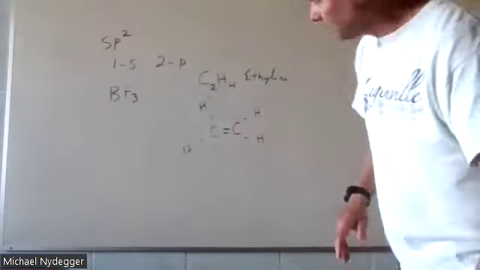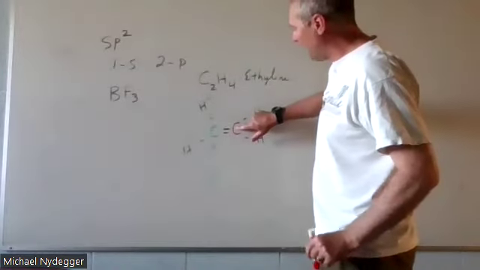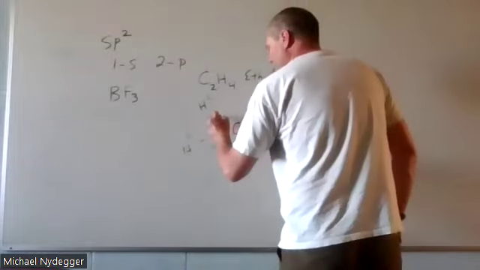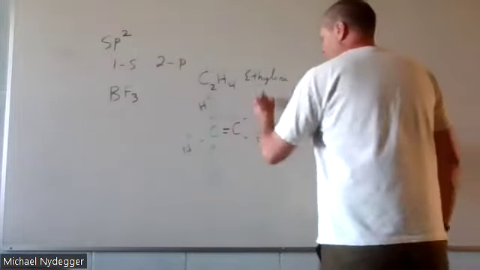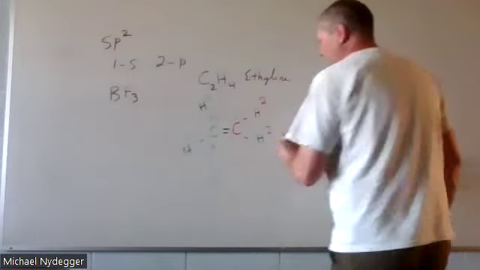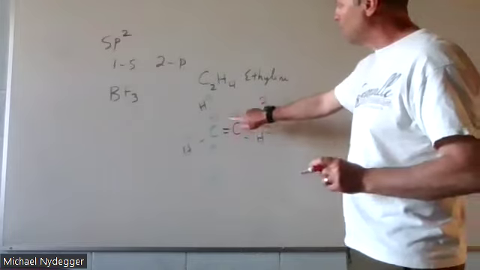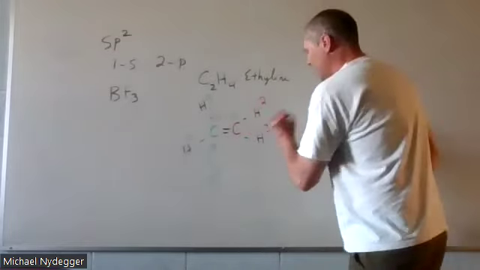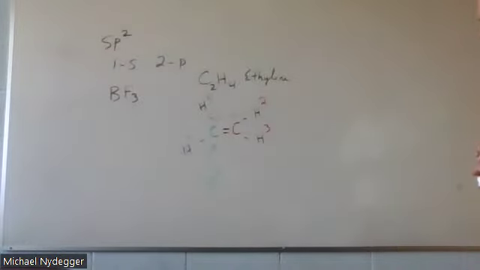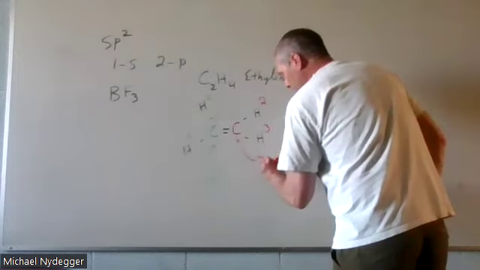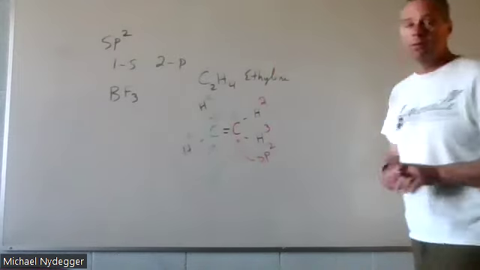All right. Now, if we look at the red carbon, how many things does it have bonded to it? Well, it has 1 carbon bonded to it and 2 hydrogens bonded to it. So this red carbon has 1, 2, 3 things bonded to it as well. So therefore, this carbon is going to be sp2 as well.